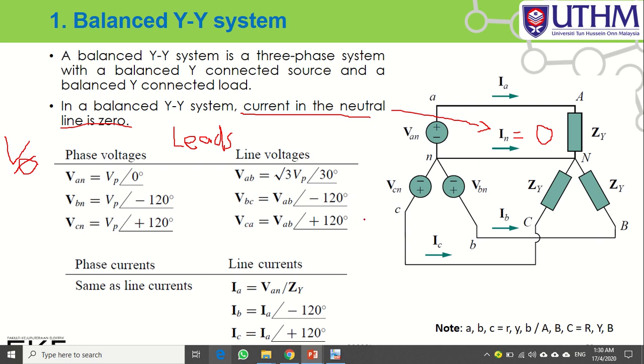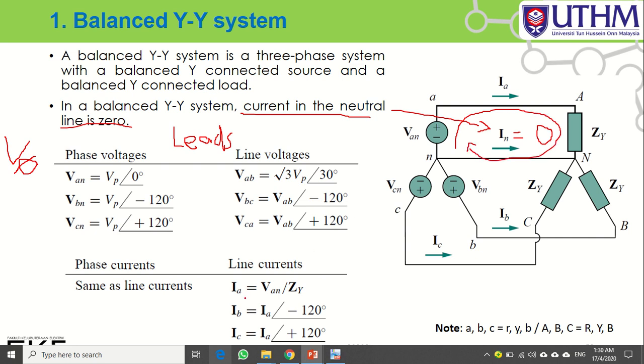So how to determine current? You can determine current by analyzing the three-phase system as a per-phase system. You analyze only one phase, just phase A. You can determine the current in phase A by using Kirchhoff's voltage law. You have this loop. Can you solve it? What is IA?